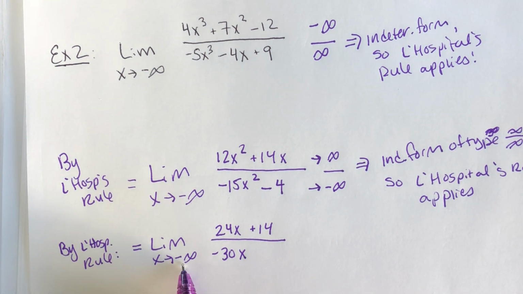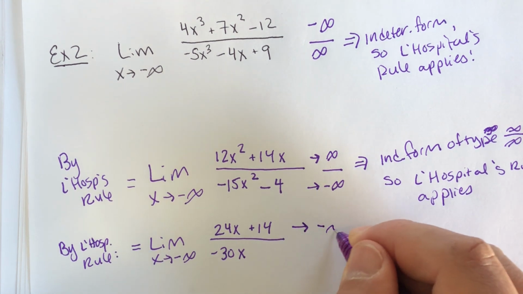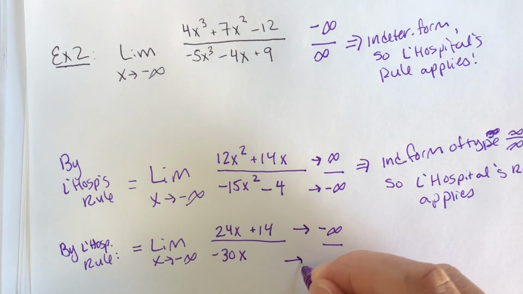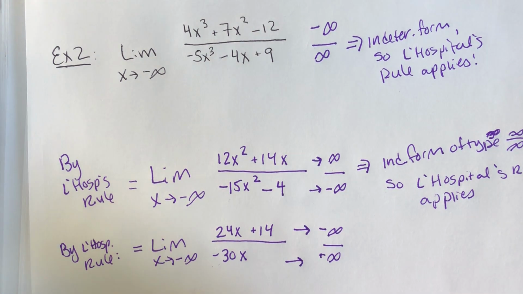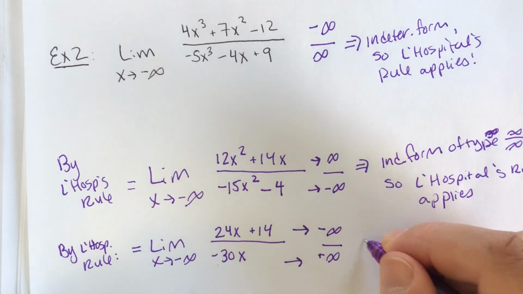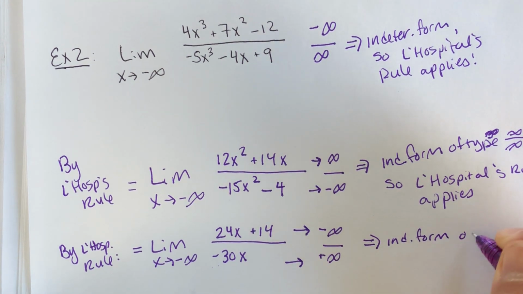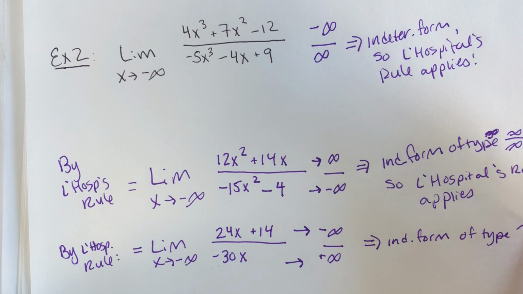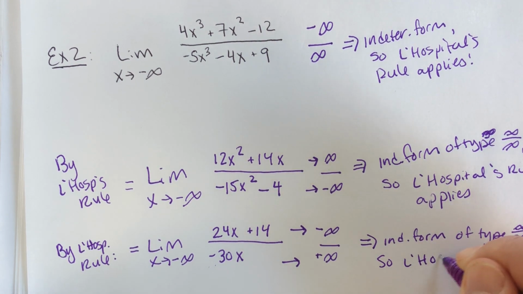All right, as x goes to negative infinity, what's happening here? Well, the top is a linear function that's heading towards negative infinity, and the bottom is also a linear function that's heading towards, this time, positive infinity because it's got negative slope. So once again, it's an indeterminate form of the type infinity over infinity. So L'Hopital's rule still applies, right? We can apply it one more time.